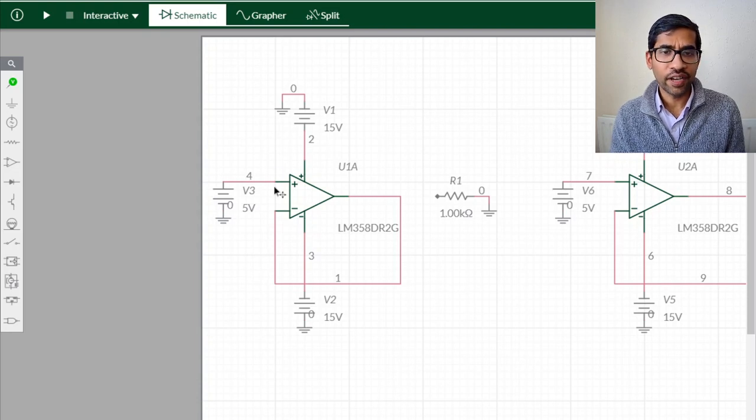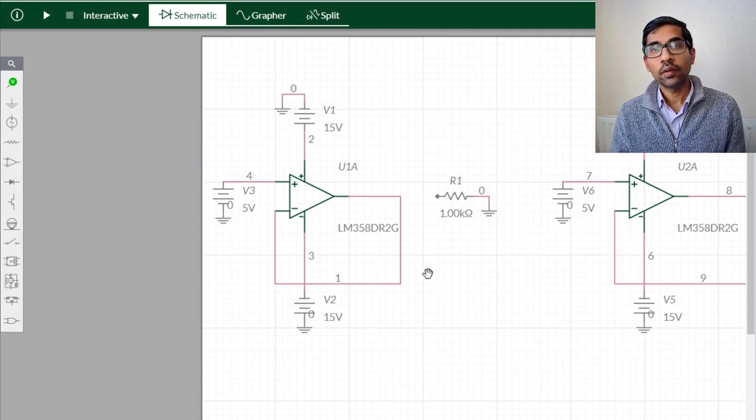This is a fairly straightforward non-inverting amplifier, right? So you have a 5 volt input going into the non-inverting terminal, and the inverting terminal is connected to the output. I have used the model for LM358 here from Multisim, and therefore I've connected plus and minus 15 to the power supplies.